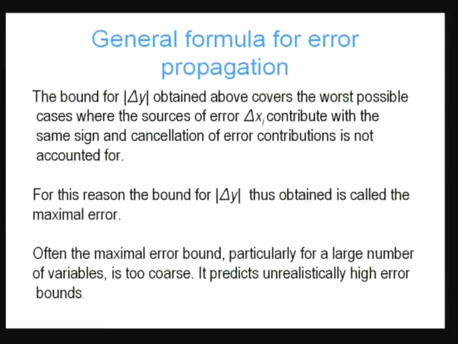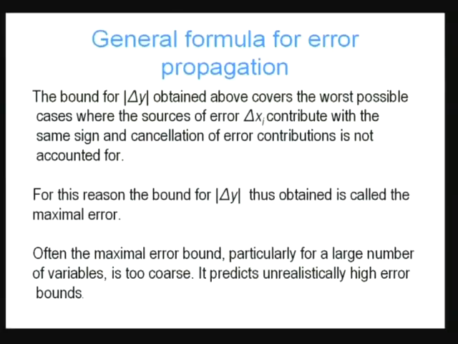The bound for mod of delta y obtained above covers the worst possible cases where the sources of error delta xi contribute with the same sign and cancellation of error contributions is not accounted for. For this reason, the bound for mod of delta y thus obtained is called a maximal error. But the maximal error bound is often not very useful, particularly for a large number of variables, because it is too coarse. It predicts an unrealistically high error estimate.